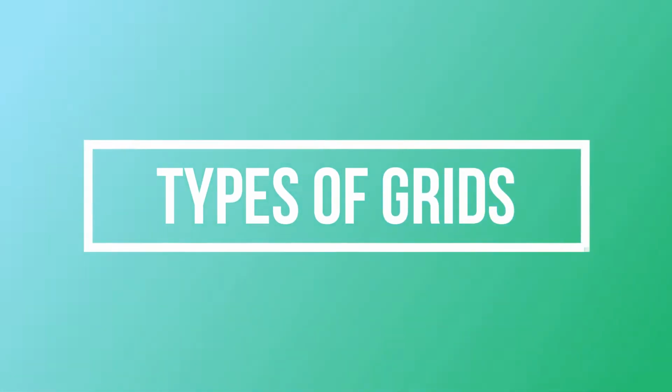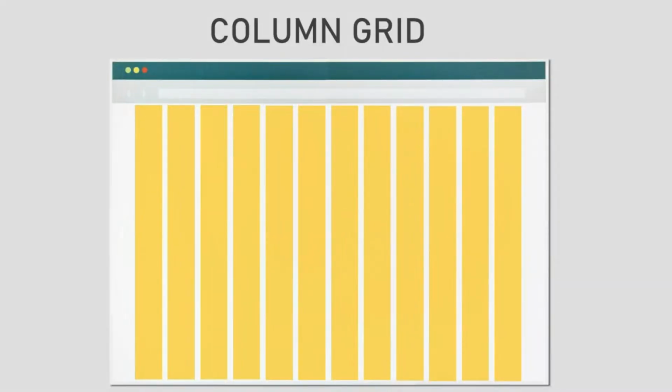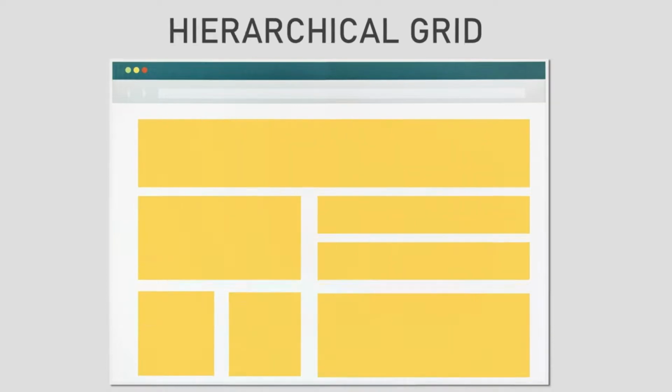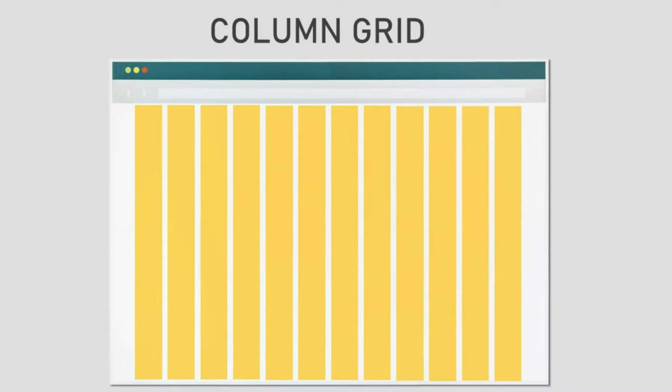So now let's see what are three types of common grid systems used in websites and UI. So the first one is column grid, second one modular grid, and the third one hierarchical grid. So column grids are typically used in desktop applications or desktop websites. Typically it has 12 columns and it involves dividing a page into vertical columns, and after aligning the vertical columns, UI elements and content are then aligned to these columns.